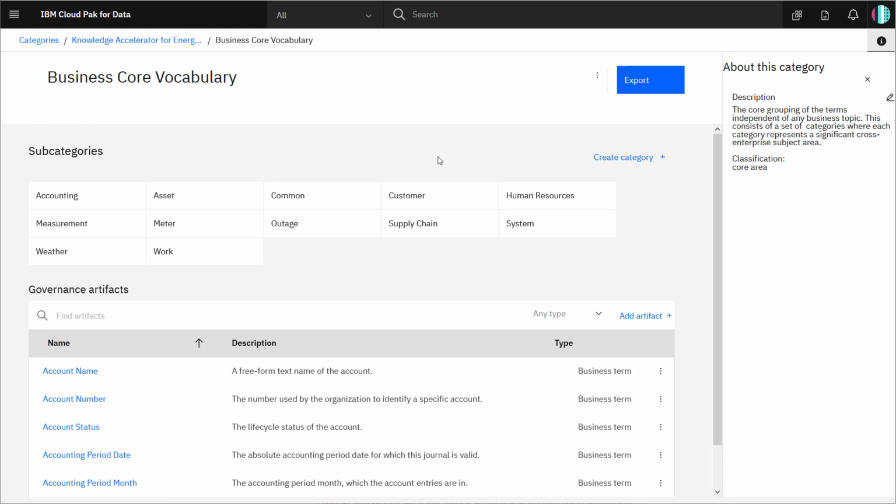into. These categories include a mix of general categories such as accounting and common, and E&U specific categories such as asset, system for network context, meter, and outage. Let's look at asset and customer categories in more detail.